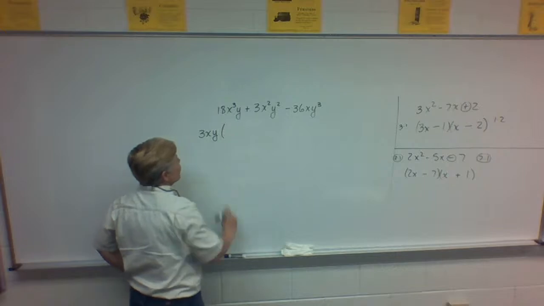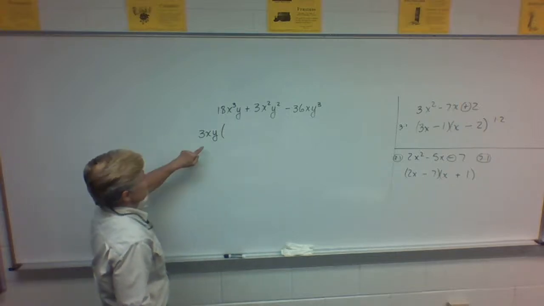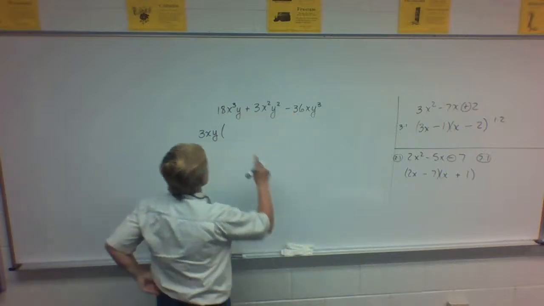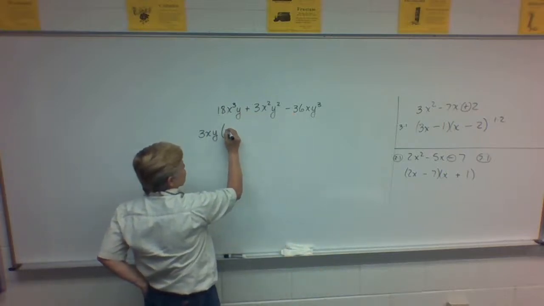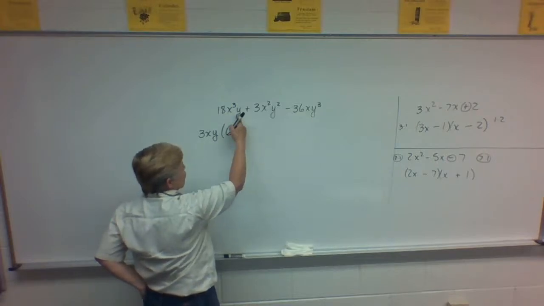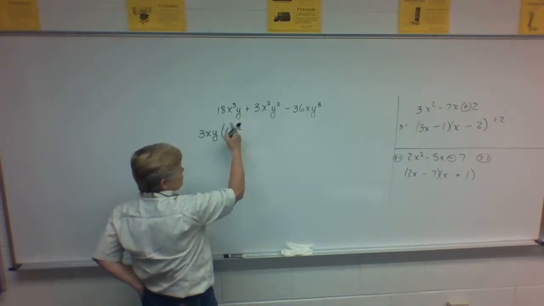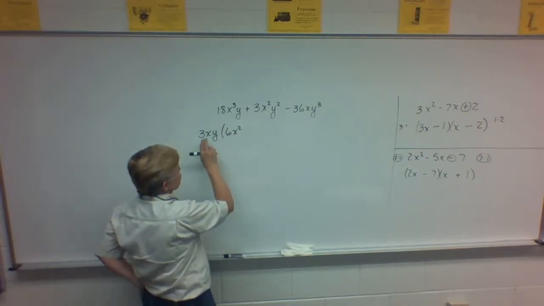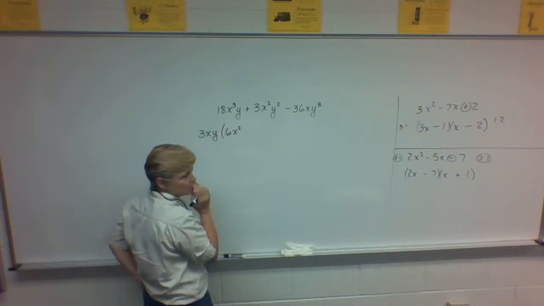Now I've got to decide, if I divided this and this and this out of each term, what remains? If I divide a 3 out of 18, I get a 6. If I divide an x out of x cubed, I have x squared left. And if I divide a y out, I don't have any y's left. The way you check is to multiply this times this and see if you get this.